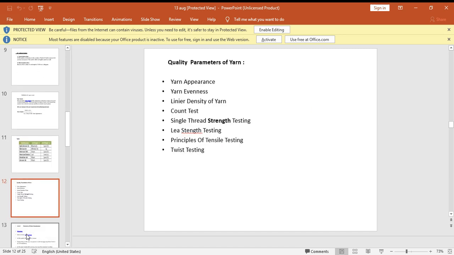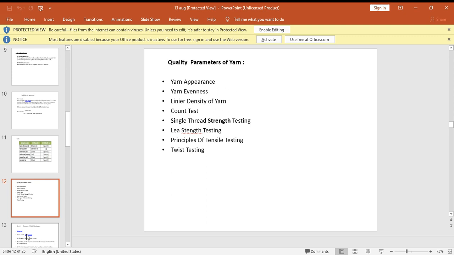And what are the quality parameters of yarn? The quality parameters of yarn are yarn appearance, by which we see the quality, yarn evenness, linear density of yarn, count test, single thread strength tester, lea strength tester, principles of textile testing, and twist testing. So by checking all these parameters, we can say it is of good quality.